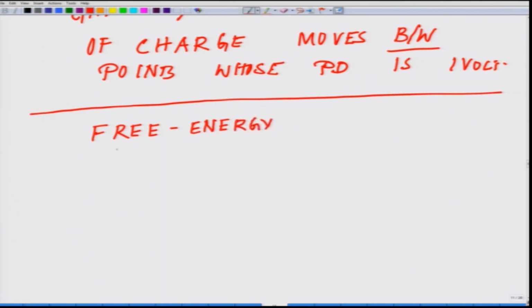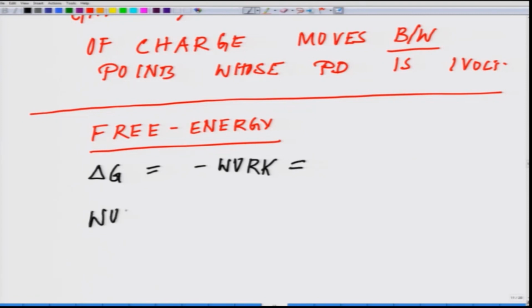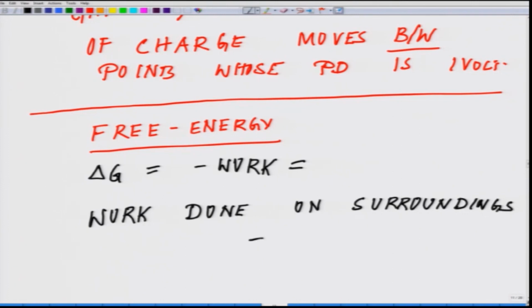Free energy in terms of thermodynamics is determined by delta G equal to minus work, or in other words, work done on surroundings is equal to minus delta G. This is when we talked about A to B: this is work done on surroundings, and we represented it as minus G. The negative sign in the equation indicates that the free energy of a system decreases when work is done on the surroundings.